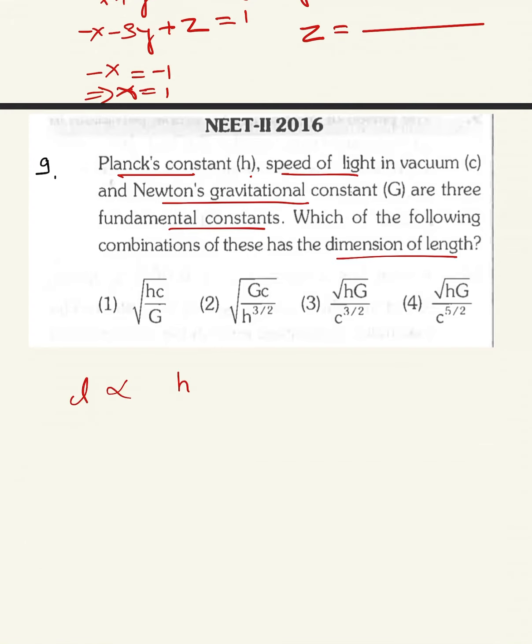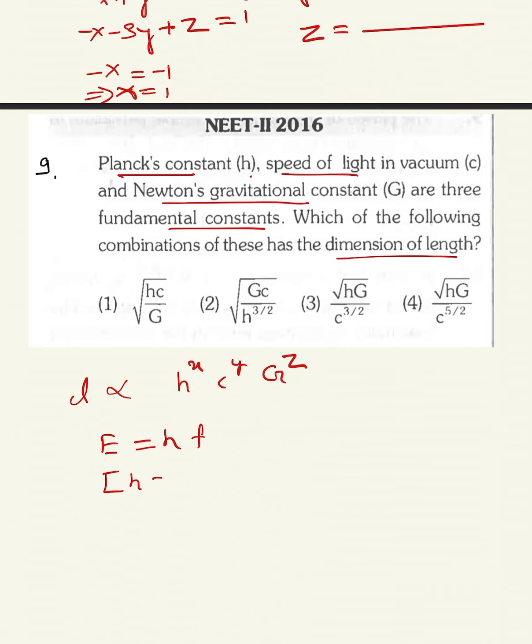Length is proportional to Planck constant to the power a, velocity, that is c, to the power... let's use a different variable, x, c to the power y, and G to the power z. Now you must know the dimension formula of Planck constant. If you don't remember, as I also don't remember it, I simply know the formula where it appears. So E is equal to h nu is the famous equation. H nu, this is not velocity, this is frequency. So frequency, we know that it is 1 by time.